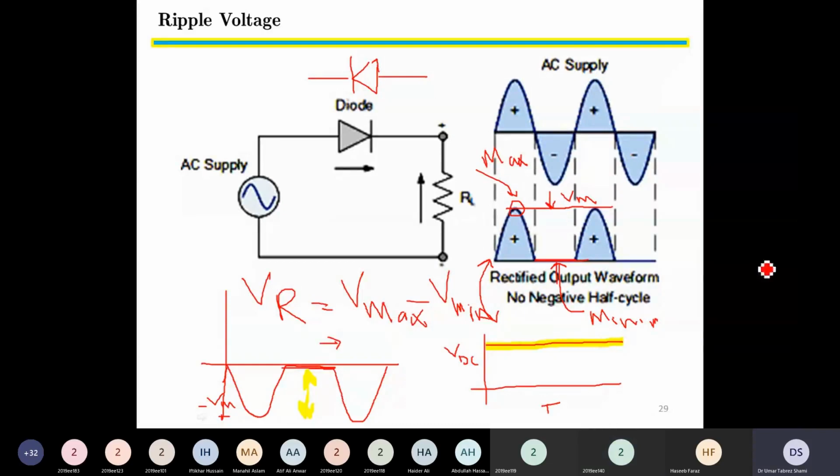Using this circuit, how can we get 2 volts from this circuit? While using a single diode, how can we get 2 volts?